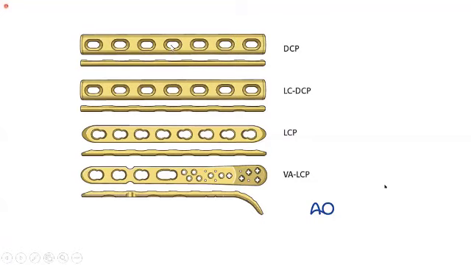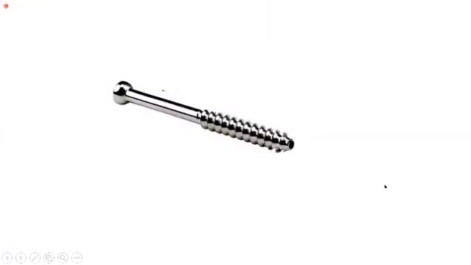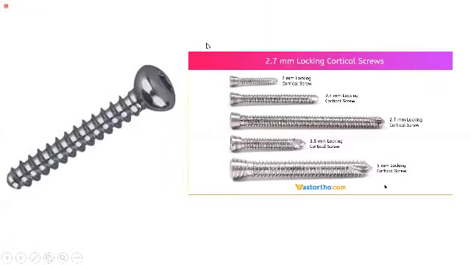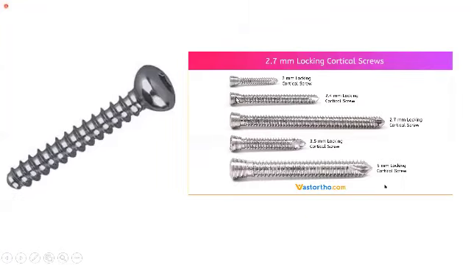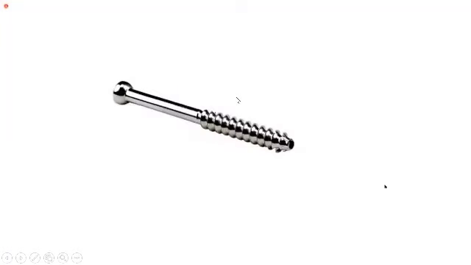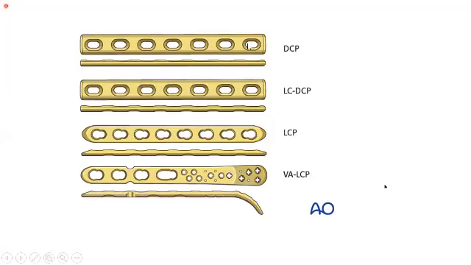In a dynamic compression plate, you put a cortical screw and it will slide. There are no serrations in the plate, because if you have serrations in the screw head, you need these serrations in the plate also. So in DCP there will be no serrations. In LCP there will be serrations.